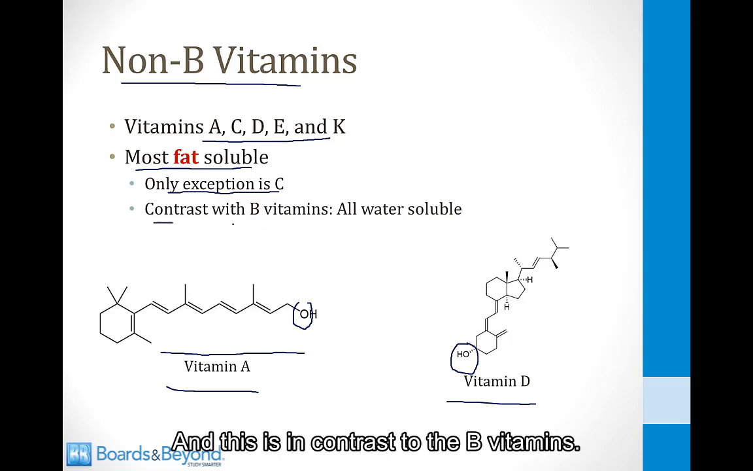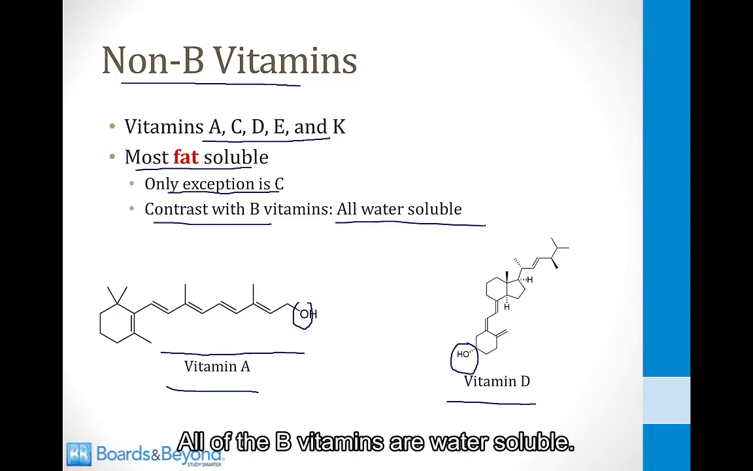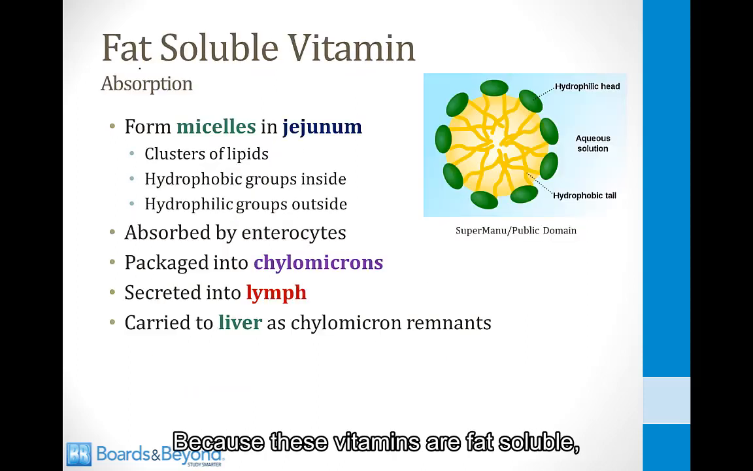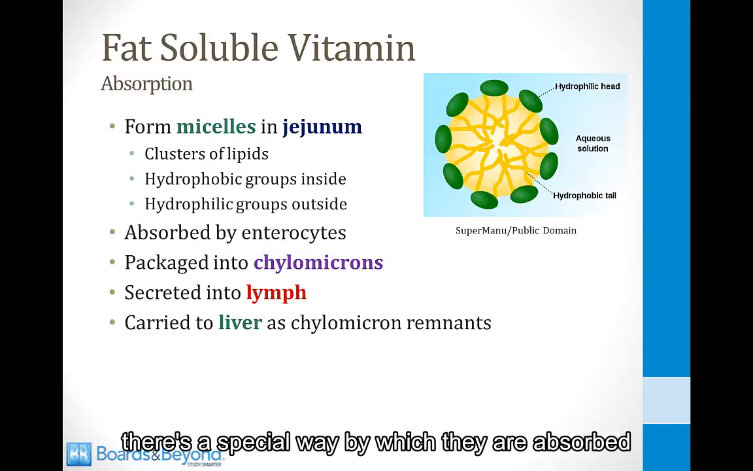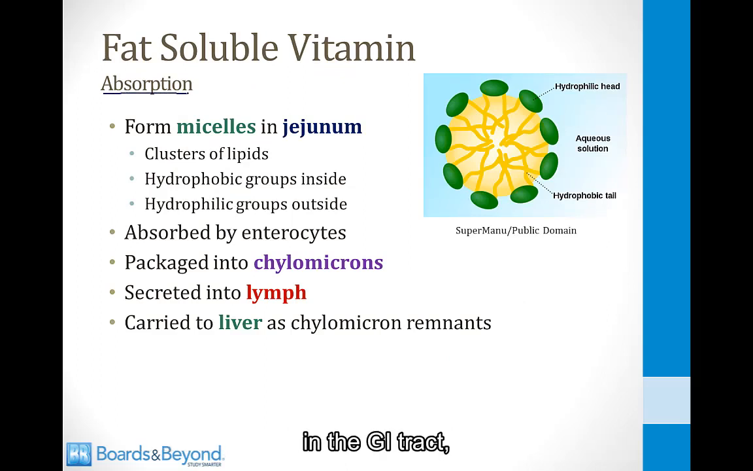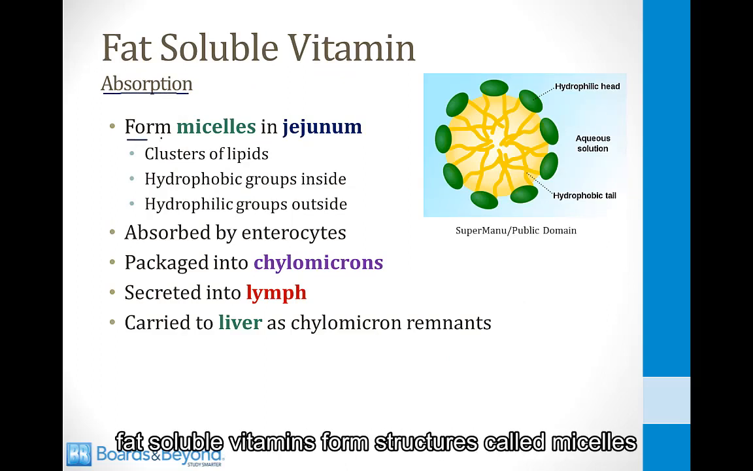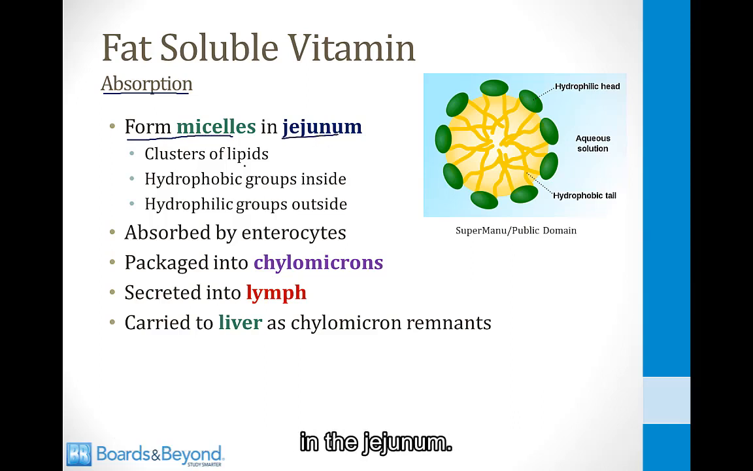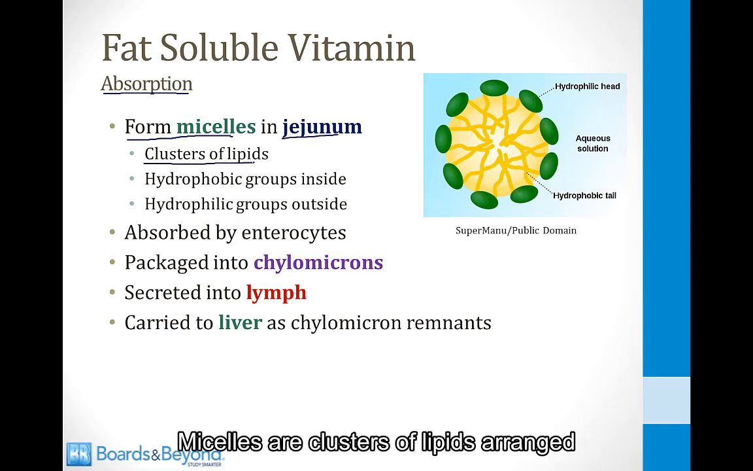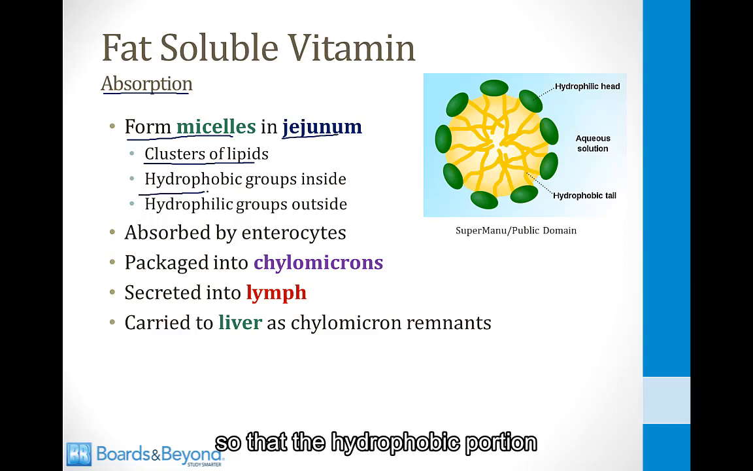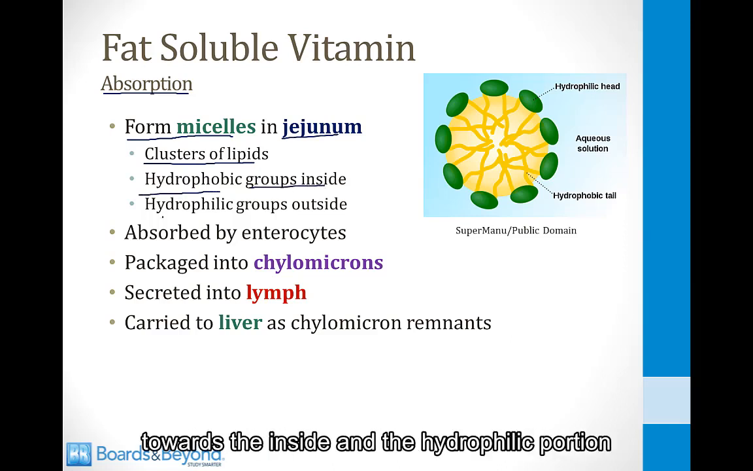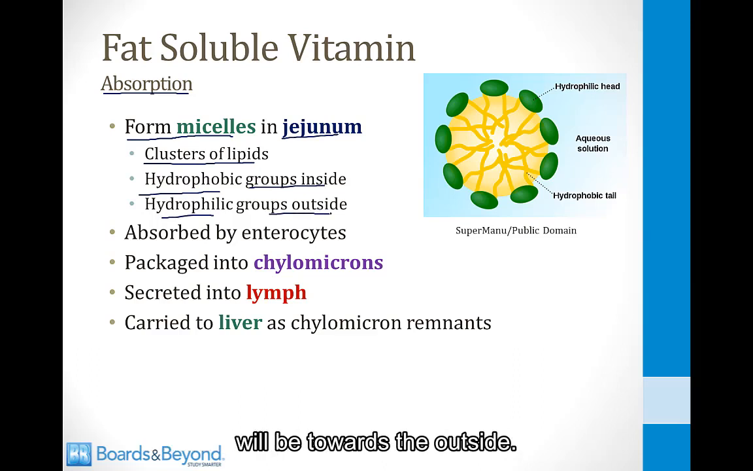And this is in contrast to the B vitamins. All of the B vitamins are water soluble. Because these vitamins are fat soluble, there's a special way by which they are absorbed in the GI tract. Together with other lipids, fat soluble vitamins form structures called micelles in the jejunum. Micelles are clusters of lipids arranged so that the hydrophobic portion of any lipid or fat-soluble vitamin will be towards the inside and the hydrophilic portion will be towards the outside.